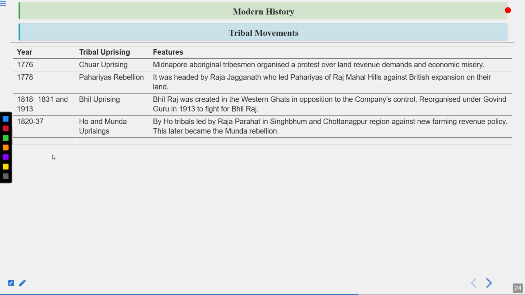Then comes 1820 to 1837, the Ho and Munda uprising by the Ho tribals led by Raja Parahat in the Singhbhum and Chota Nagpur region against the new farming revenue policy. This later became the Munda rebellion. The Munda rebellion, I hope you understand, is related to Birsa Munda, and basically it is related to the Jharkhand area, that is the Singhbhum area and Chota Nagpur region.